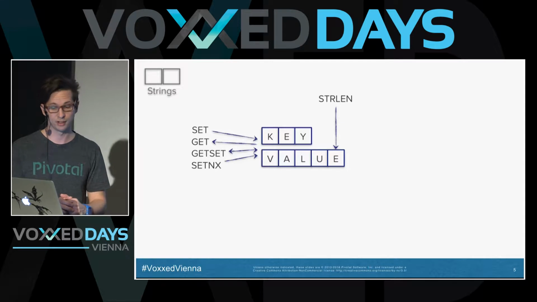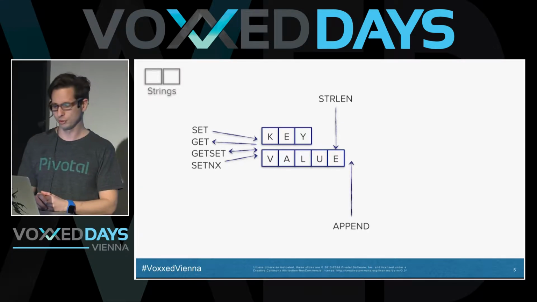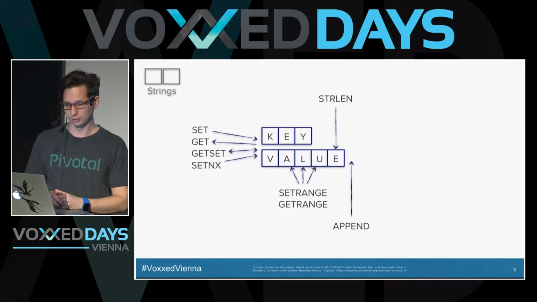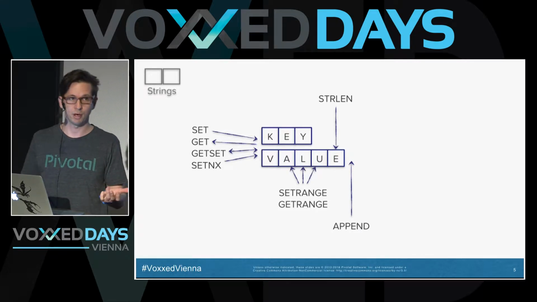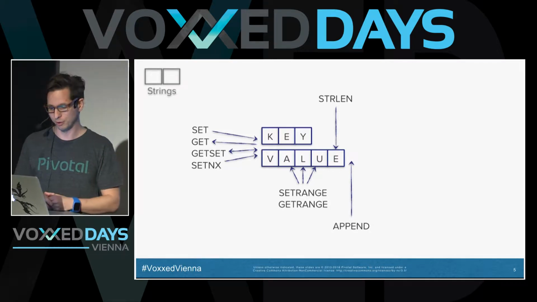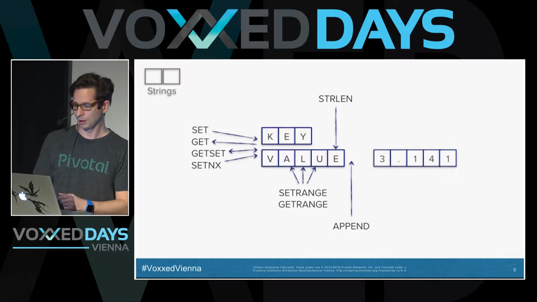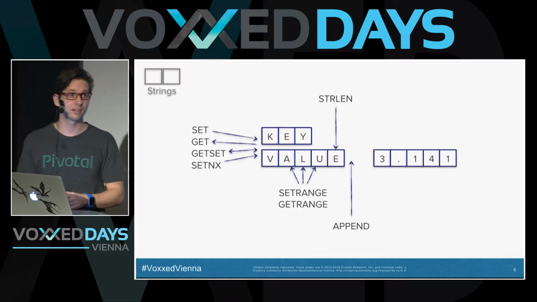We can ask for the length of a string, pretty obvious. We can append something to a string. We can somehow get a range out of it, or set a range, which would be some substring operations, basically, if you are thinking in Java.